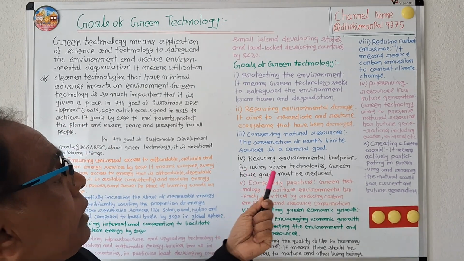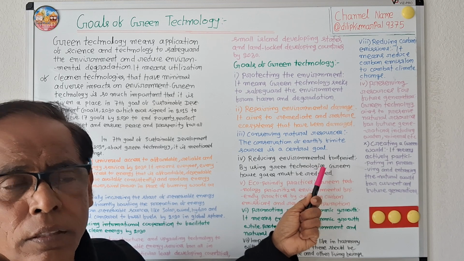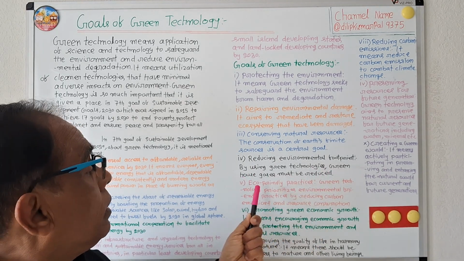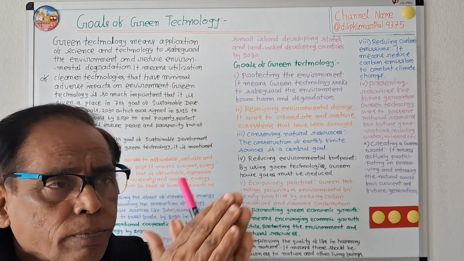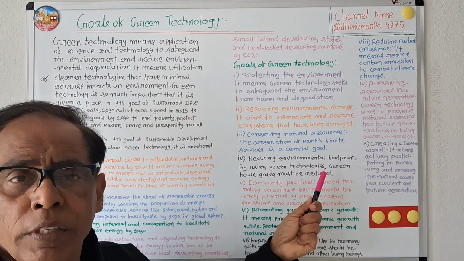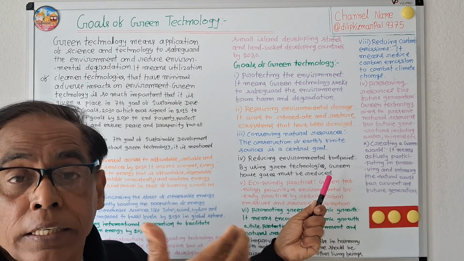Fourth, reducing environmental footprint. Footprint means carbon and greenhouse gases. By using green technologies, greenhouse gases must be reduced. Another objective of green technology is to reduce environmental footprints, which means to reduce greenhouse gases and carbon dioxide.